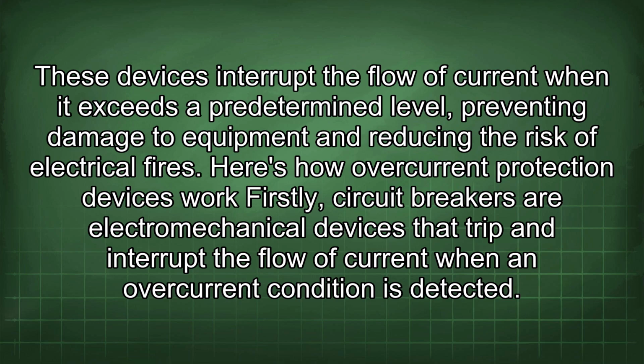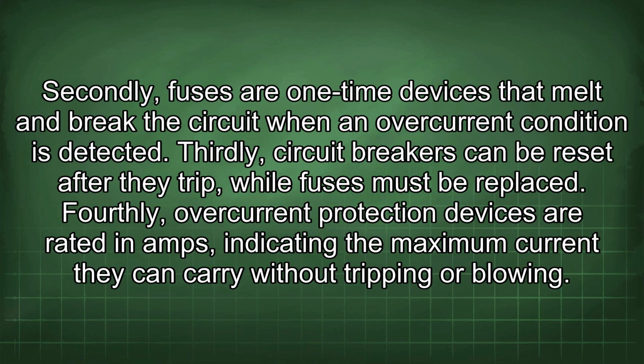Firstly, circuit breakers are electromechanical devices that trip and interrupt the flow of current when an overcurrent condition is detected. Secondly, fuses are one-time devices that melt and break the circuit when an overcurrent condition is detected. Thirdly, circuit breakers can be reset after they trip, while fuses must be replaced. Fourthly, overcurrent protection devices are rated in amps, indicating the maximum current they can carry without tripping or blowing.